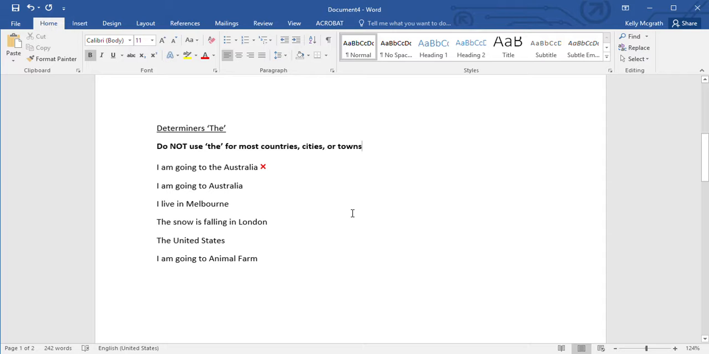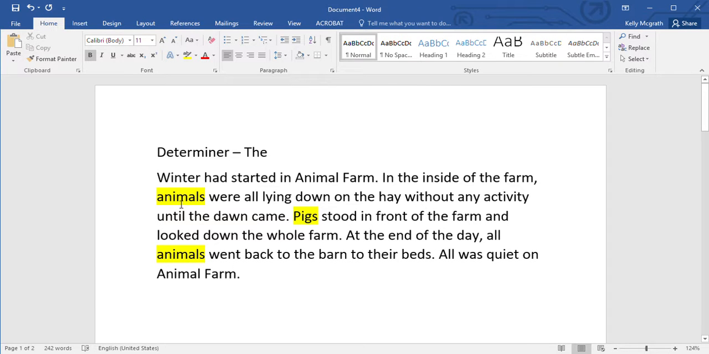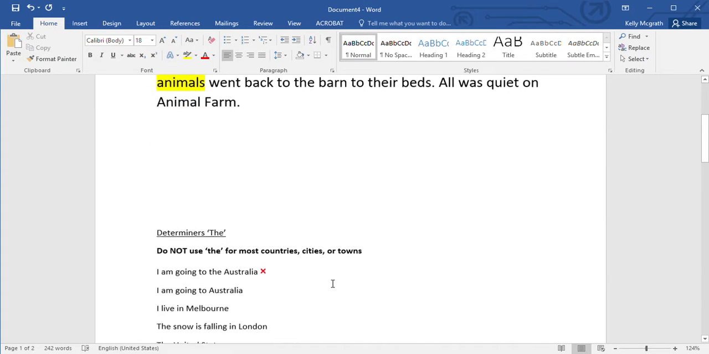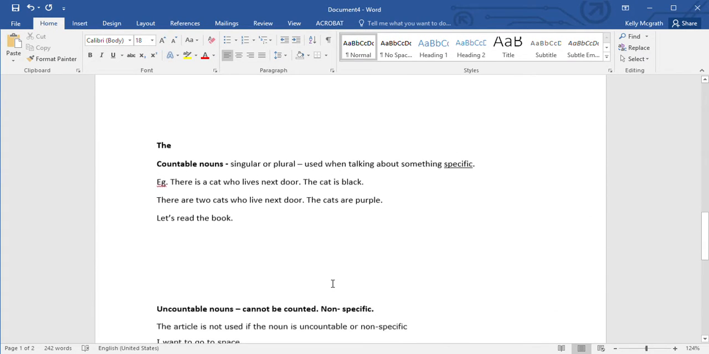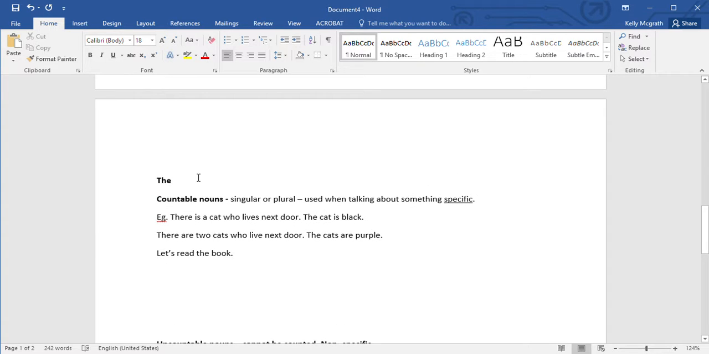Okay, now on to the next rule. So here I've got an issue with these 3 nouns. Okay, so I'm going to move down a little bit here. So using the, we have 2 different types of nouns. We have countable nouns and then we have uncountable nouns. So to start with countable nouns, you can see the word count here. Countable nouns are things that you can count, whether they are singular or plural, there might be one or many.